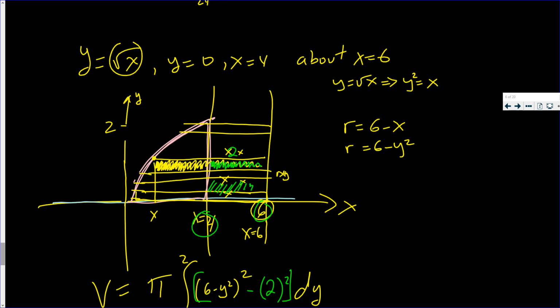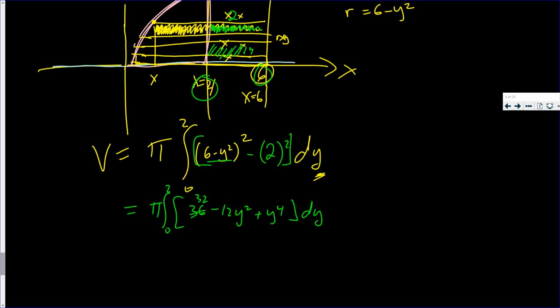Okay, so what we get is pi times, let's square that. We get 36, 6 squared, minus 12y squared, plus y to the 4th, minus 4. That's going to make that 32 dy. And y is going from 0 to 2. So this gives us, well, the integral of 32 dy is 32y minus 4y cubed plus y to the 5 over 5 from 0 to 2.